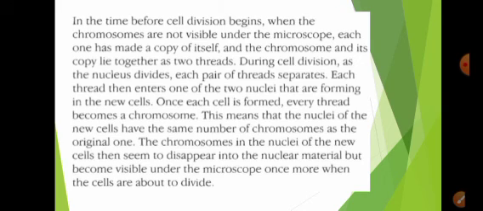Once each cell is formed, every thread becomes a chromosome. This means that the nuclei of the new cell have the same number of chromosomes as the original one. The chromosomes in the nuclei of the new cell then seem to disappear into the nuclear material but become visible under the microscope once more when the cells are about to divide.